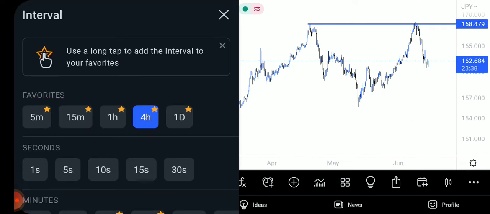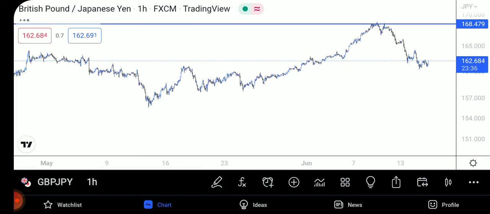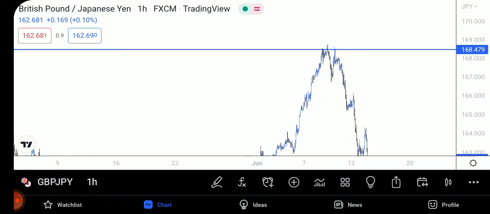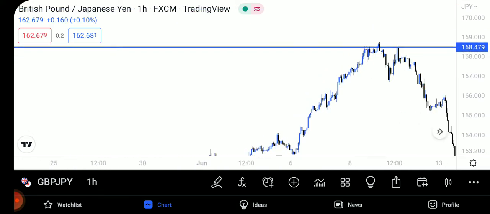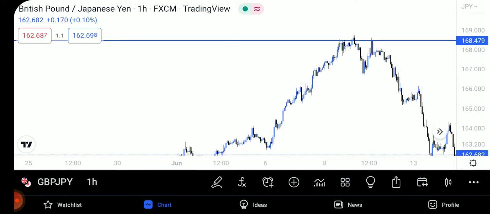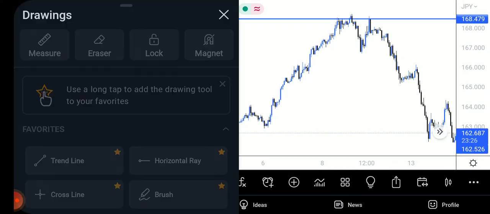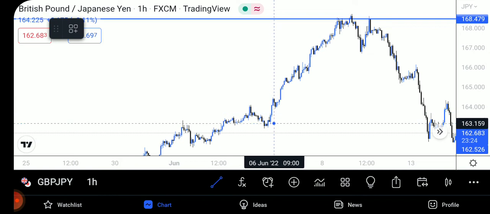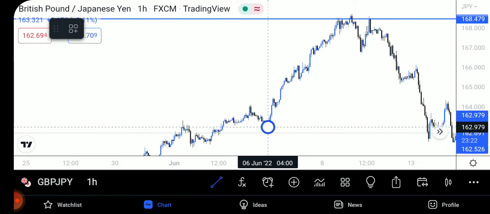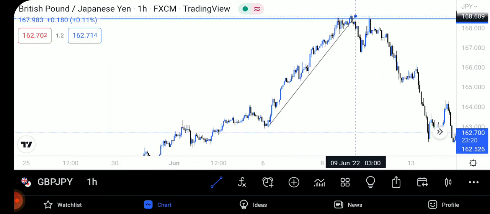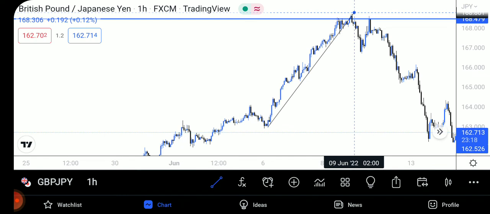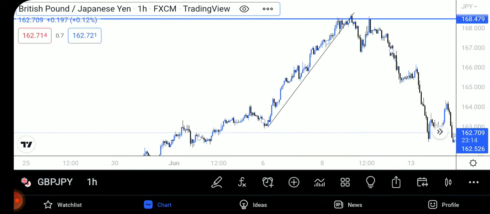Then we go to the 1 hour now. What happened when it came on the 1 hour? Okay, it did touch. But what do we have here? We do have our trend lines. See, we do have our trend lines here.